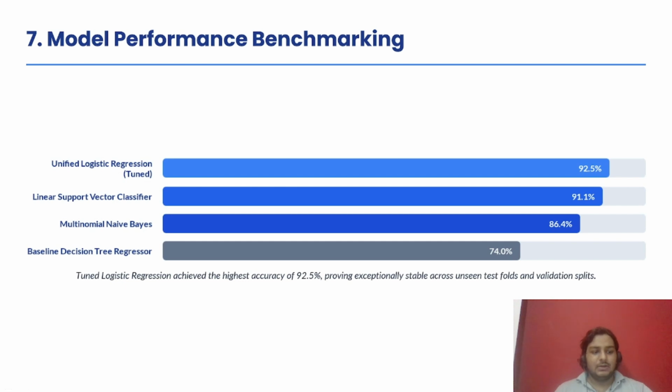Here is the benchmark result across multiple algorithms. A baseline decision tree achieved 74% accuracy. Multinomial Naive Bayes achieved 86.4%. Linear support vector classifier achieved a strong 91.1%. Our tuned unified logistic regression model outperformed the rest, achieving an overall accuracy of 92.5% with excellent stability across unseen validation splits.